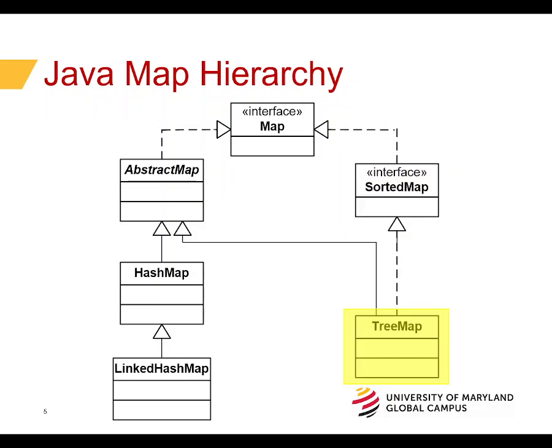The tree map class is the sorted map class that is implemented using red-black trees. The hash map class is an unsorted map class that uses a hash table. The linked hash map is an extension of the hash map class that maintains the insertion order of the elements.